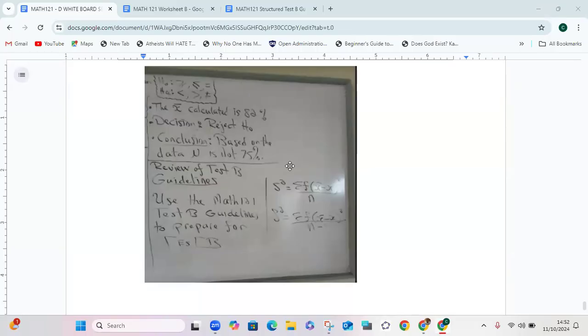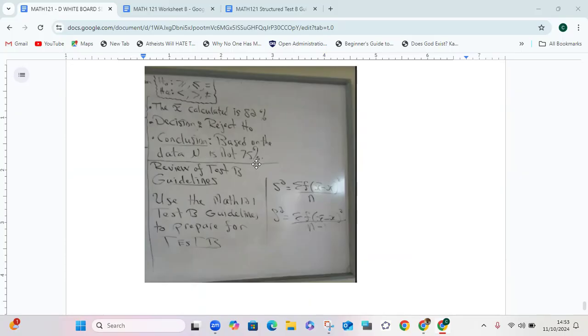So let's say you calculate the sample mean and you got 82%. Clearly, when you compare 82% with what the null is saying, the null is saying 75%. There is a big difference. There's a significant difference. So you've got to reject. The decision is to reject the null hypothesis. And since you rejected the null hypothesis, your conclusion will be the alternative. It will be saying, based on the data, the population mean is not 75%.